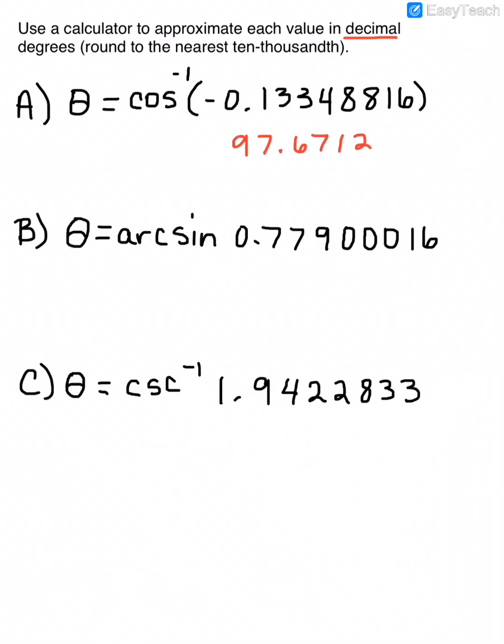Okay, if we try another one, again, keep your calculator in degree mode. Make sure that you hit sine twice, because arc sine is the same as sine inverse, so we're finding the angle whose sine is 0.779000016. Put that in your calculator and rounded to the nearest 10,000ths, this should be your answer, 51.1691.